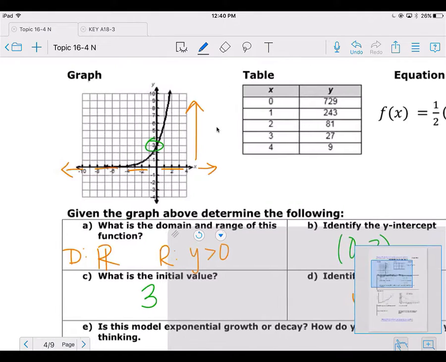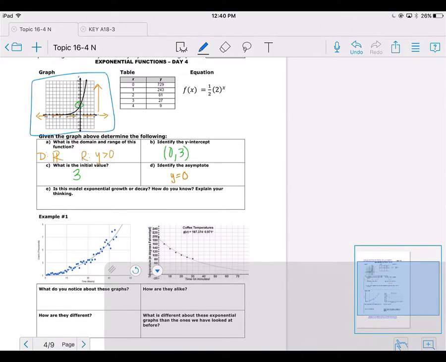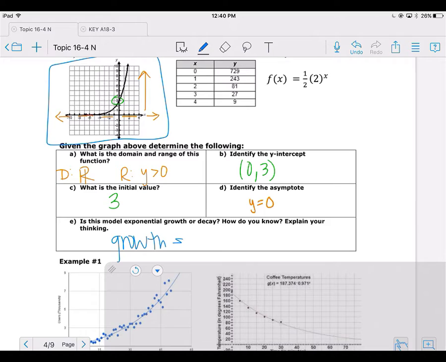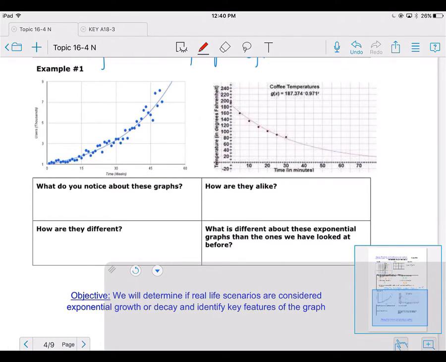Okay, so we're just going to look at the graph for this piece, for all of it basically. And this exponential model displays a growth because the graph grows from left to right. So my graph starts low on the left and ends up high on the right, so therefore it is growth because my graph is growing.